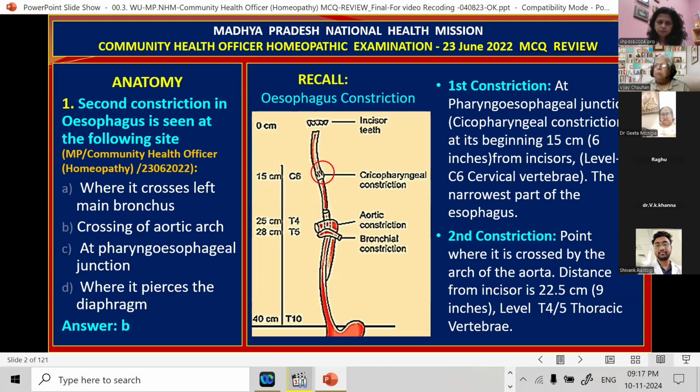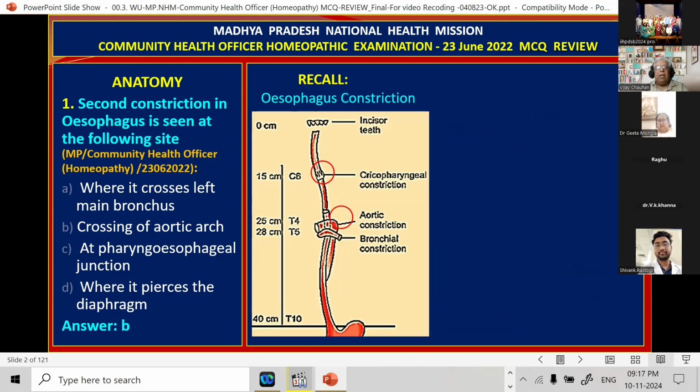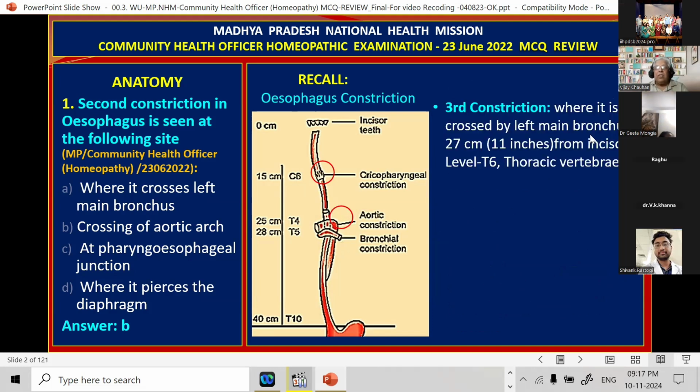The bony landmark anteriorly is the manubrium sterni and body of the sternum, the angle of Lewis. The second constrictor is present at this point, approximately 22.5 centimeters away from the incisor teeth. Can you see it? Aortic constriction. Now we can go for the next, the third constrictor, where it crosses the left main bronchus.